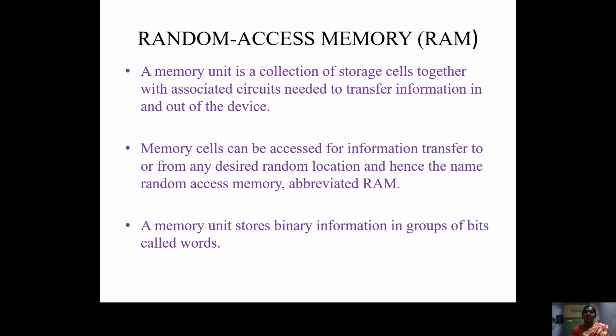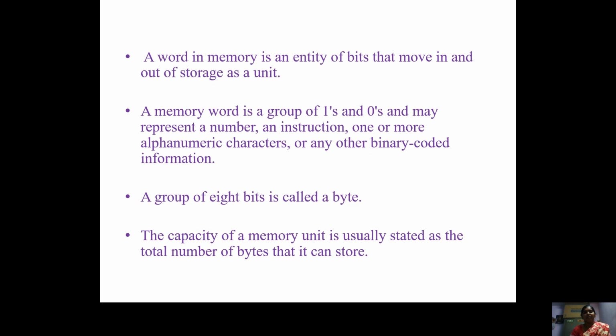Whereas we have one more memory unit which is called ROM. ROM allows us only the read operation. It is not possible to write into that. A word in memory is an entity of bits that move in and out of the storage as a unit. In random access memory, we access the information in terms of words. The input can be given in terms of words through input lines, and we get the information out of the memory in the form of words by using output data lines.